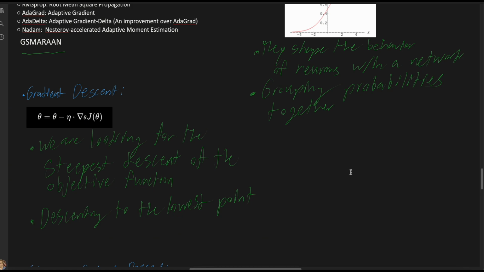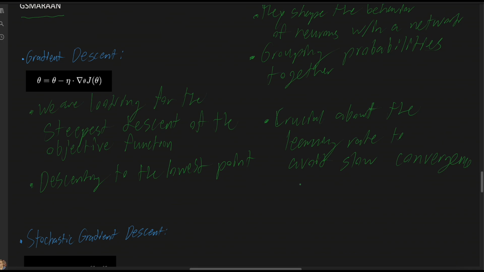And the learning rate defines the size of these steps, and choosing the right learning rate is crucial, as too small of a rate can lead to slow convergence. And if we have too large of a learning rate, that means we would overshoot.